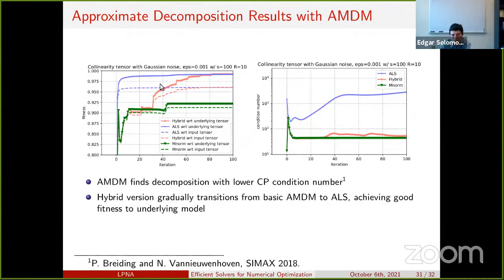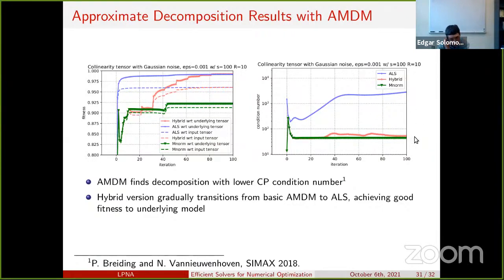And here we compare the error to the actual underlying model, and we consider performing ALS on the underlying model that excludes the noise, as well as doing ALS on the noisy model. While for the hybrid method, we again consider both types of variants. And we see that the hybrid method is capable of achieving the same fitness as ALS relative to both the underlying model and the noisy case, while maintaining a much lower condition number.